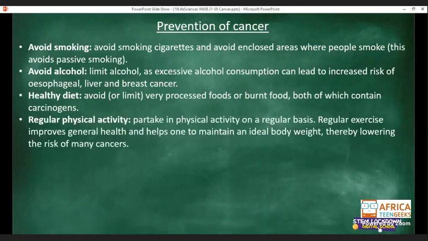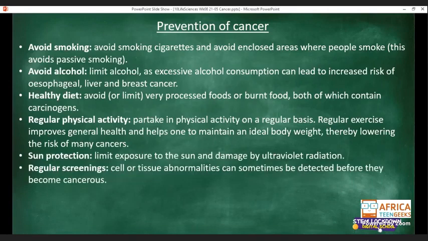Have regular physical activity. Regular exercise improves general health and helps one to maintain an ideal body weight, thereby lowering the risk of many cancers. Sun protection, so limit the exposure to the sun and damage by UV rays, and have regular screening. Cell or tissue abnormalities can sometimes be detected before they become cancerous. So those are your benign cells or tumors. So go for regular screenings. For ladies, pap smear, go do that. All right, so that is how we can prevent cancer.